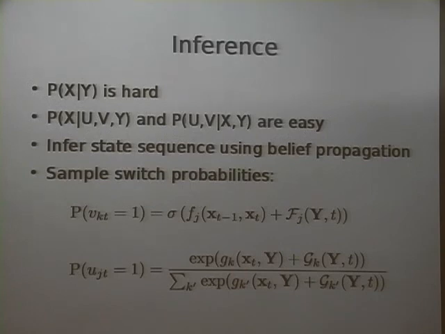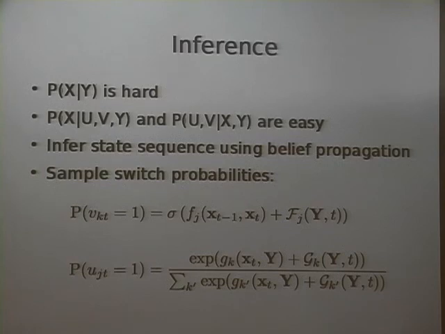Okay, so unfortunately in this model, what you want when you're trying to estimate your state sequence or track is the distribution P of x given y, the continuous state series given the observations. And obtaining just this distribution is actually quite hard. The reason for that is that we have all of these binary switches. So P of x given y is actually P of x, u, v given y, and then we have to marginalize out over all the different possible settings of our switches. And because they're binary, we have exponentially many. So doing inference is difficult.